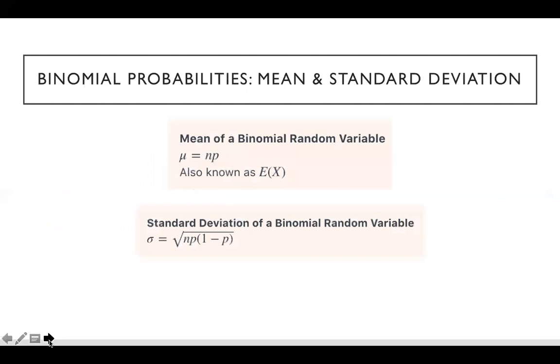So here's just a way to calculate mean and standard deviation for binomial probabilities. The mean of a binomial random variable is calculated by your sample size times the probability. And then the standard deviation is calculated by the square root of n times p times 1 minus p.